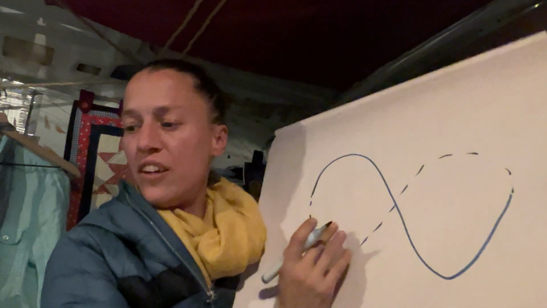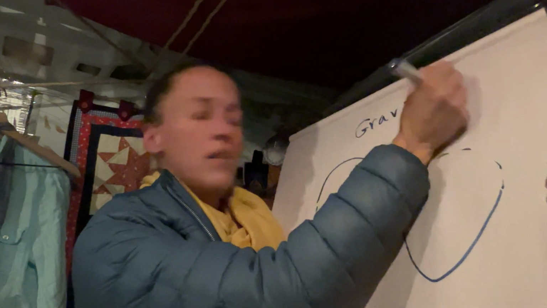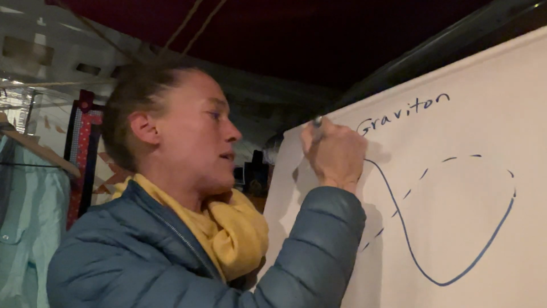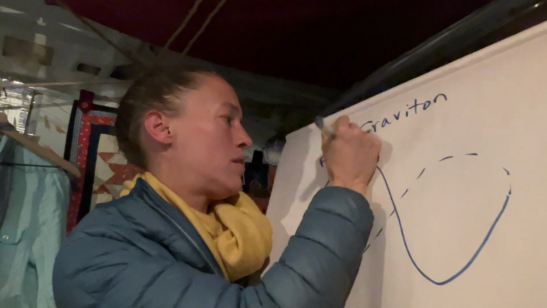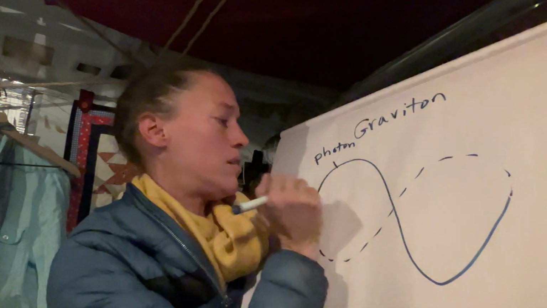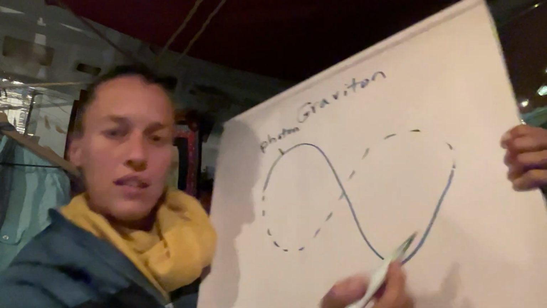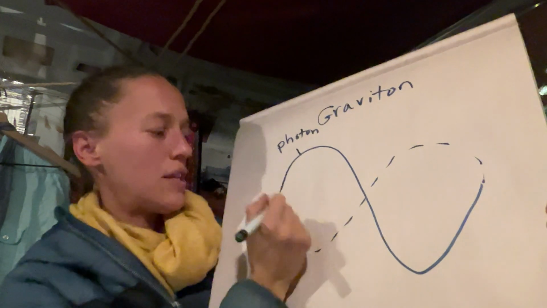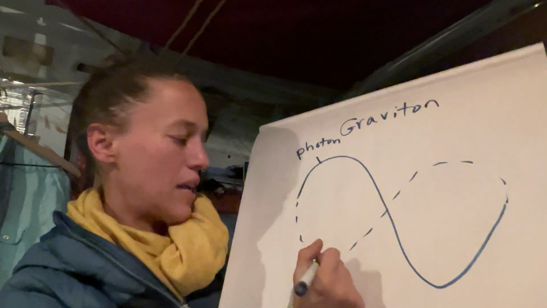Okay, so this here is a graviton. So this line right here indicates that same photon that we just looked at, the solid line. But then this right here, this is the antiphoton.